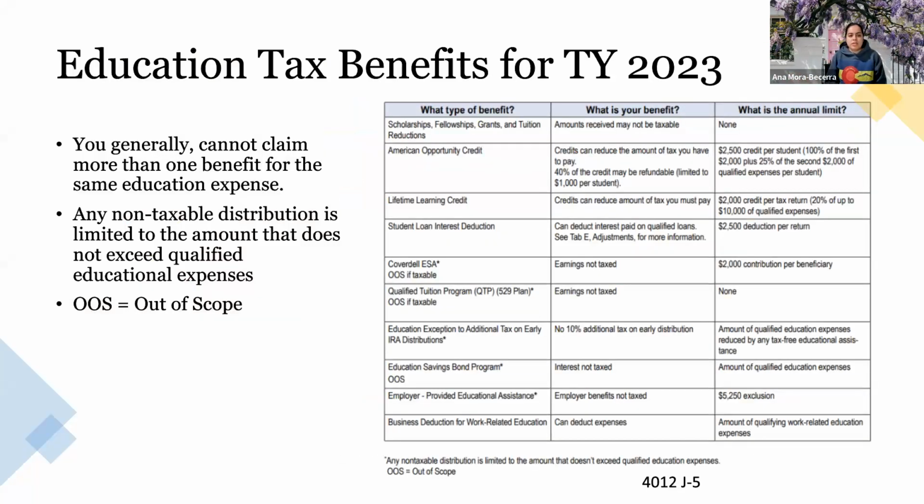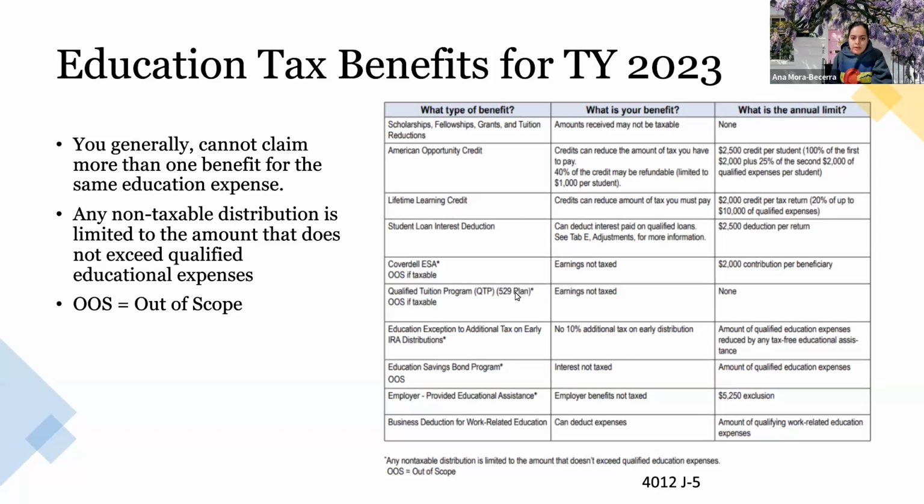Generally, you cannot claim more than one benefit for the same education expense, and any non-taxable distribution is limited to the amount that does not exceed qualified educational expenses. This little table here will help us see what type of benefit we can have, what that benefit is, and if there's an annual limit to any of those benefits. We can find this all in the 4012 tab J.